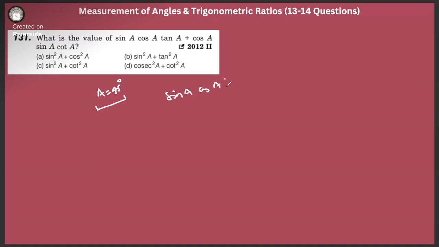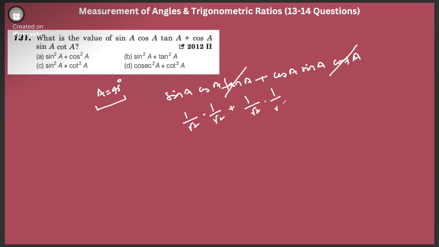Sine A, cos A, tan A, plus cos A, tan A, and cot 45 is 1. It's in multiplication, so we don't have to worry. Sin A is 1 by root 2. Cos A is again 1 by root 2. Plus cos A is 1 by root 2. Sin A is also 1 by root 2. Right? So this is what? Half. This is also another half. 1 by 2 into 1 by 2, plus 1 by 2 into 1 by 2, which is 1. Right?